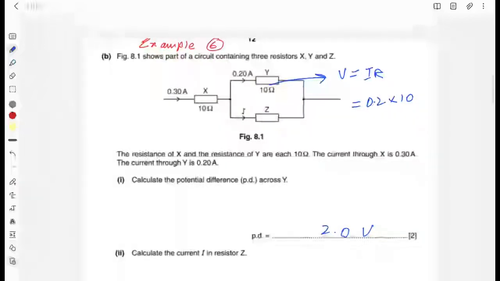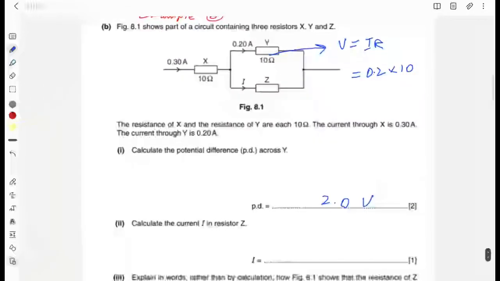Calculate the current I in resistor Z. This I is required. You can see 0.3 ampere is coming here. So it will divide into two branches. One is 0.2, so this will be 0.3 minus 0.2, and this will be 0.1 ampere.